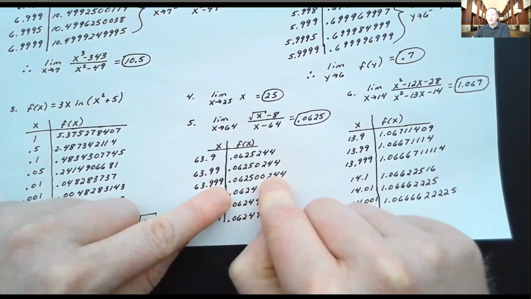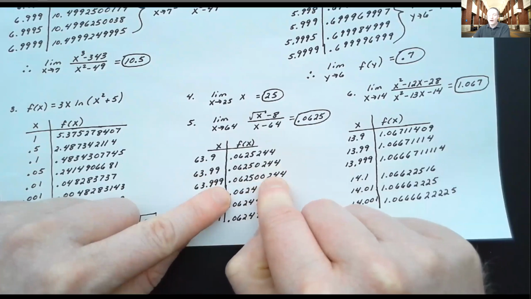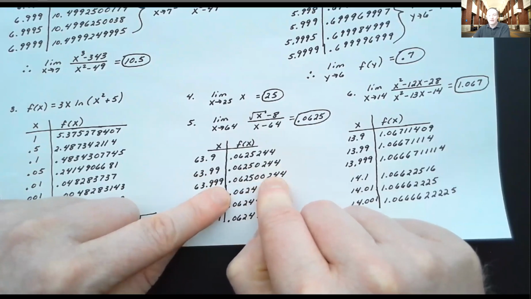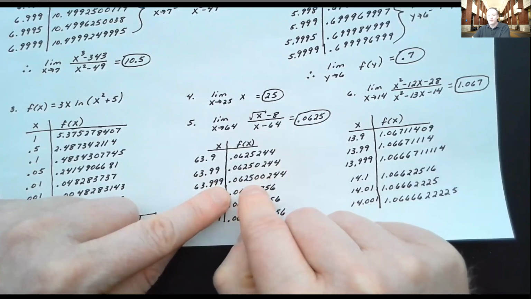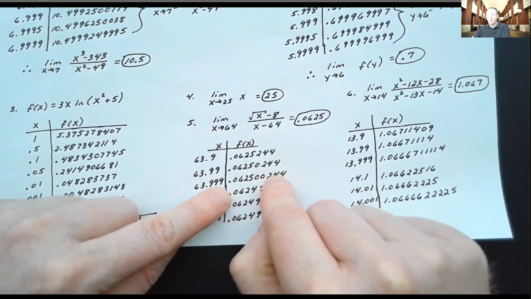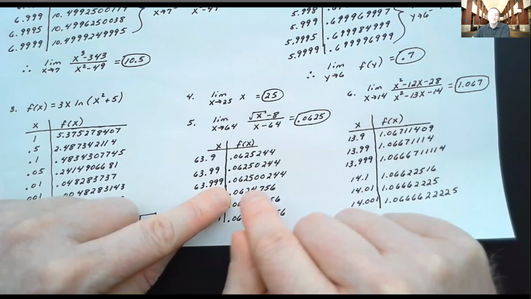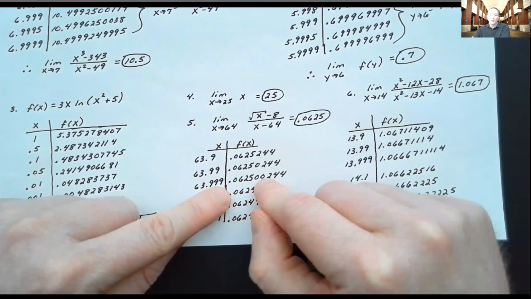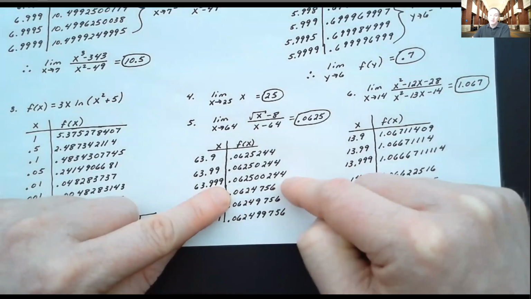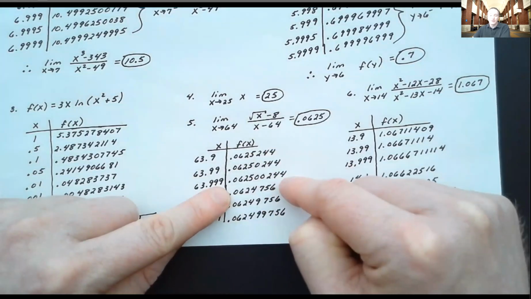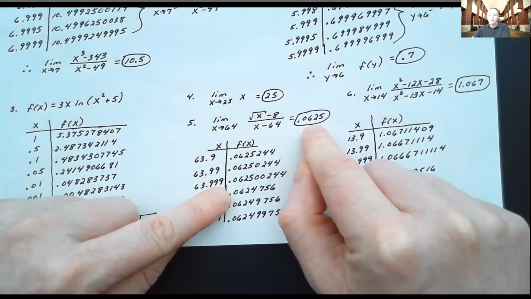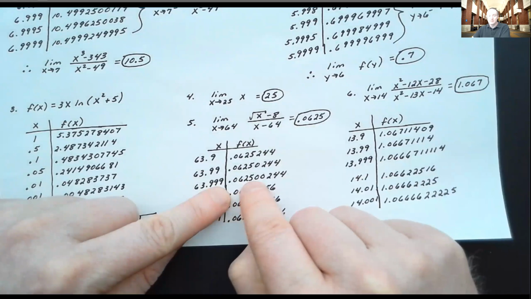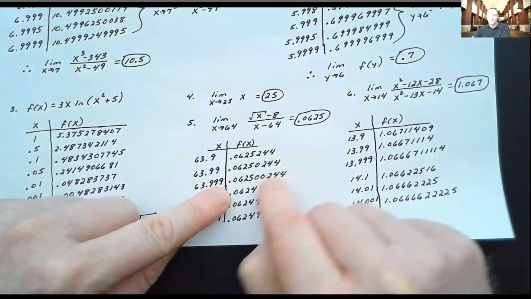So if I hypothetically asked you, what's the y value going to be at 63.9999? You should already know that. Without going to your calculator, it's going to be 0.0625000244. Guarantee it. And so then you can say, well, what is this telling you? It's telling you that as you're approaching 64 on the left-hand side, that y value is getting closer and closer and closer to 0.0625 because it's just going to have a bunch of zeros after it.